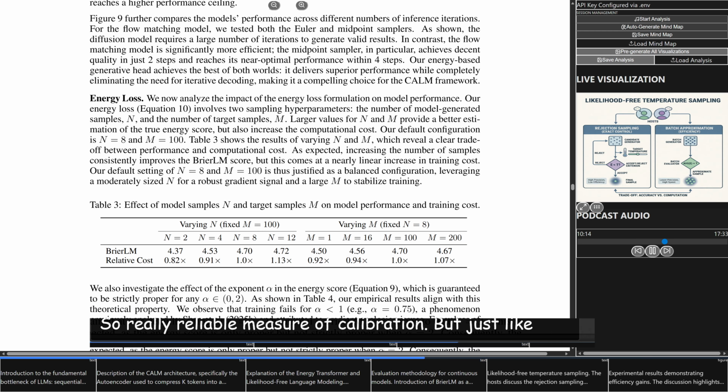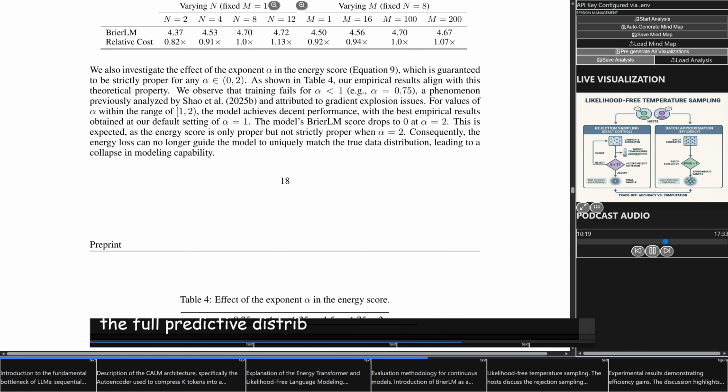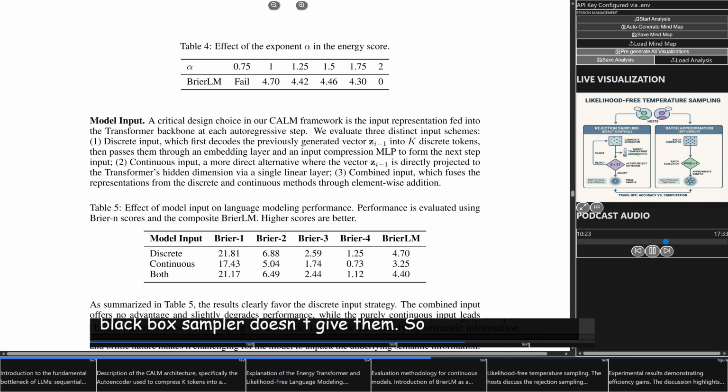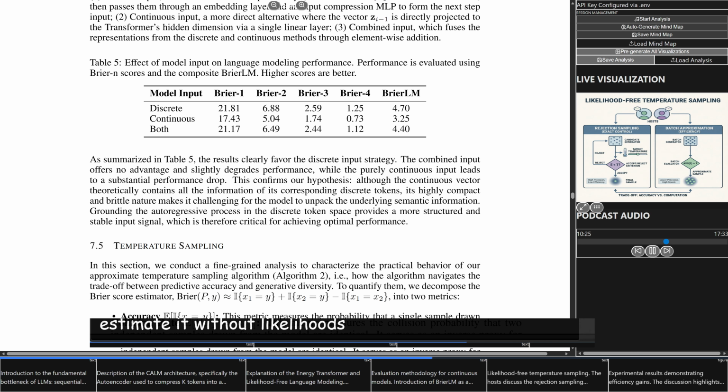But just like the energy score, the Brier score normally requires knowing the full predictive distribution P of X, which CALM's black box sampler doesn't give them. So how do they estimate it without likelihoods? This is where the mathematical elegance really shines. They figured out a way to construct an unbiased Monte Carlo estimator for the Brier score using only two samples drawn from the model. Let's call them y1 and y2.